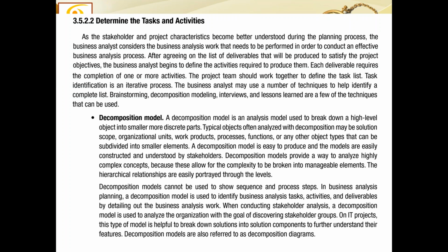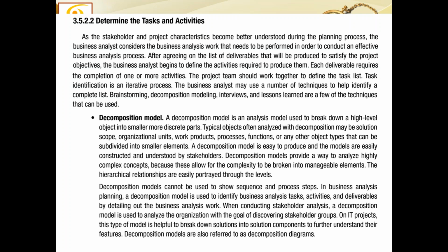and all that. After agreeing on the list of deliverables that will be produced to satisfy the project objectives, the business analyst begins to define the activities required to produce them. Each deliverable requires the completion of one or more activities. The project team should work together to define the task list. Task identification is an iterative process. The business analyst may use a number of techniques to help identify a complete list. Brainstorming, decomposition modeling, interviews, and lessons learned are a few of the techniques that can be used.